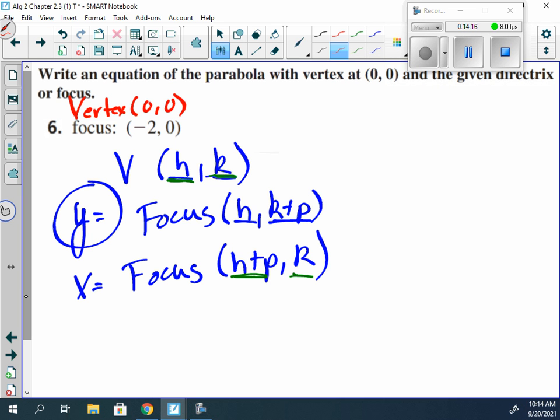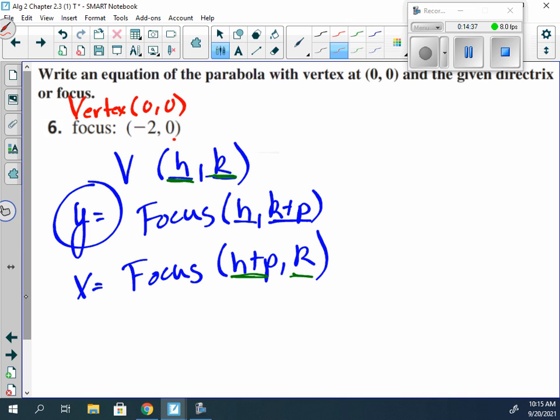Because what's the x value of the vertex? What's the x value of the focus? Negative 2. What's the y value of the vertex? Y value of the focus. So which one changed? X. So looking at the general equation, the vertex is always going to be h comma k, yes?